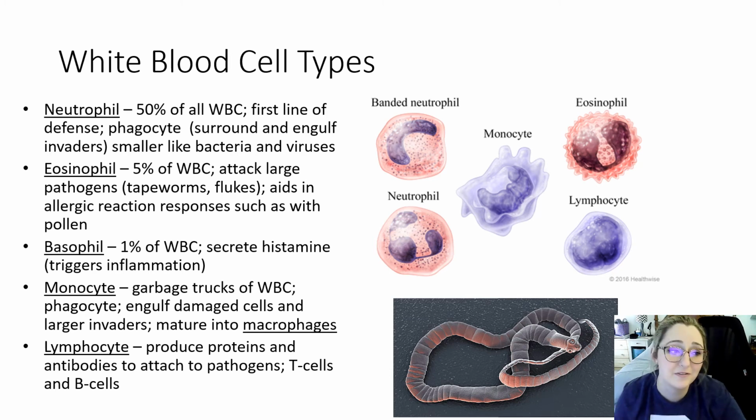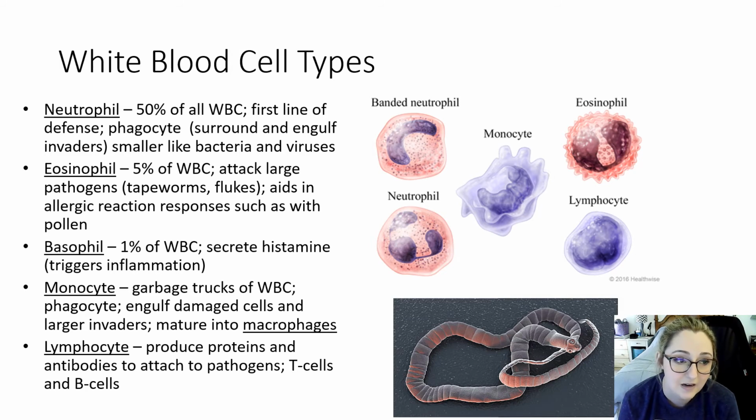Neutrophils make up about 50% of all the white blood cells. They are the first line of defense that you have. They use phagocytosis, where they surround and engulf invaders, and they are going to attack smaller items like bacteria and viruses. Eosinophils make up 5% of all white blood cells, and they attack larger pathogens like tapeworms and flukes.